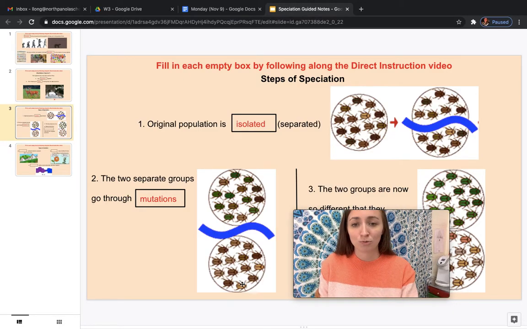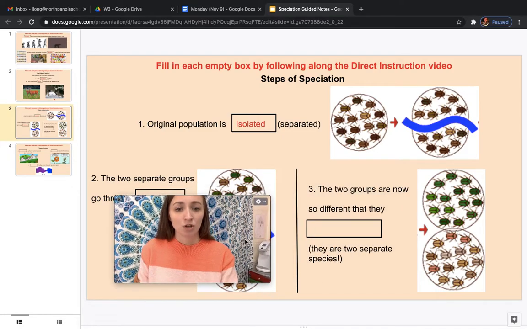So as these two groups reproduce, this group is getting more and more green. This group is just staying the same because they never had that mutation. So over time, they are looking pretty different from each other. Okay, so eventually, in step 3, a lot of time is going to pass. Those two groups are going to keep reproducing and keep reproducing until over time they can become so different from each other. And it doesn't just have to be color.